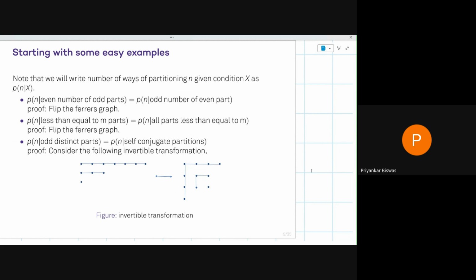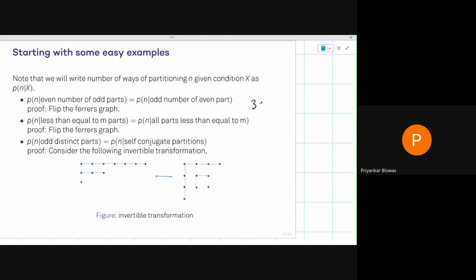Can anyone give me an example of such a partition, with an even number of odd parts, of any integer? Yeah, can anyone give me an example so that I can explain through graphs? 3 plus 3 plus 2 maybe.